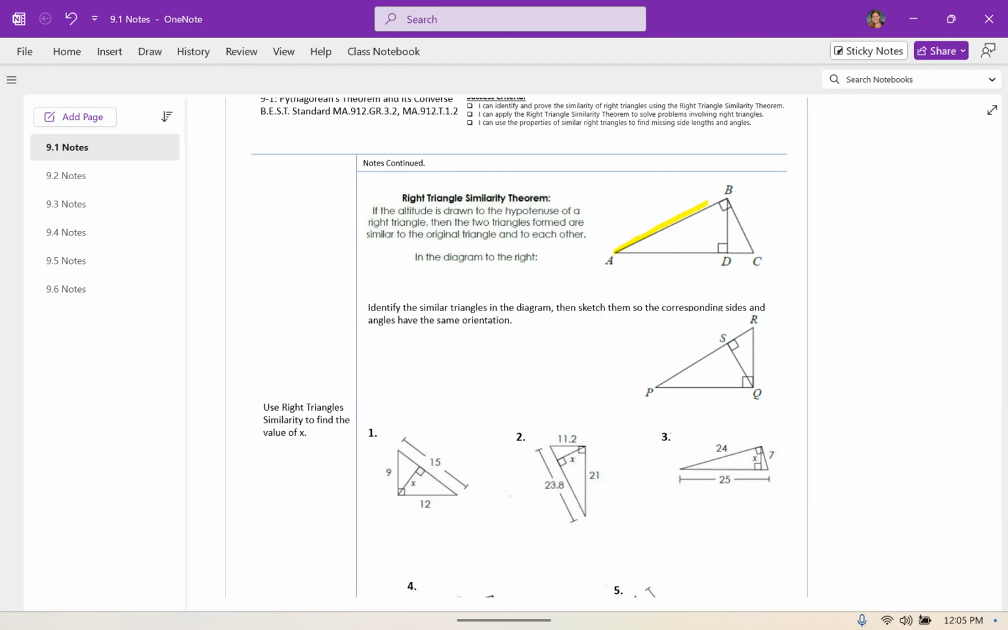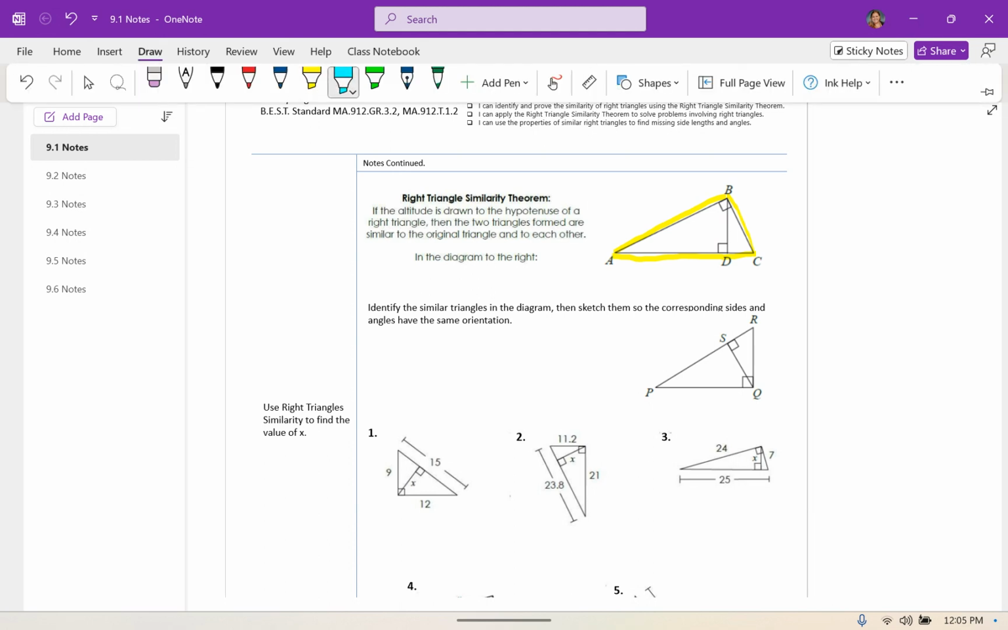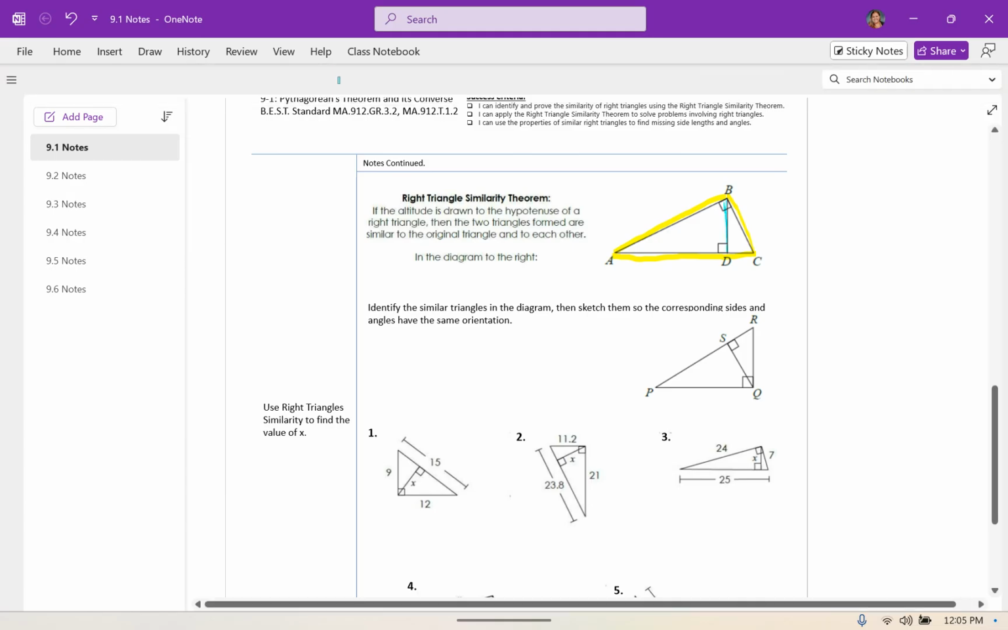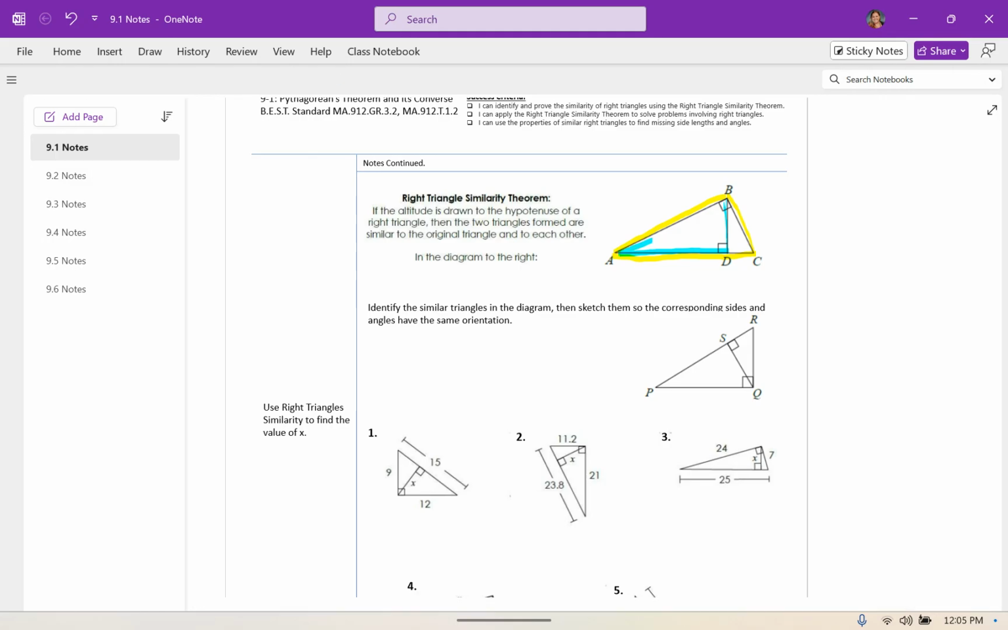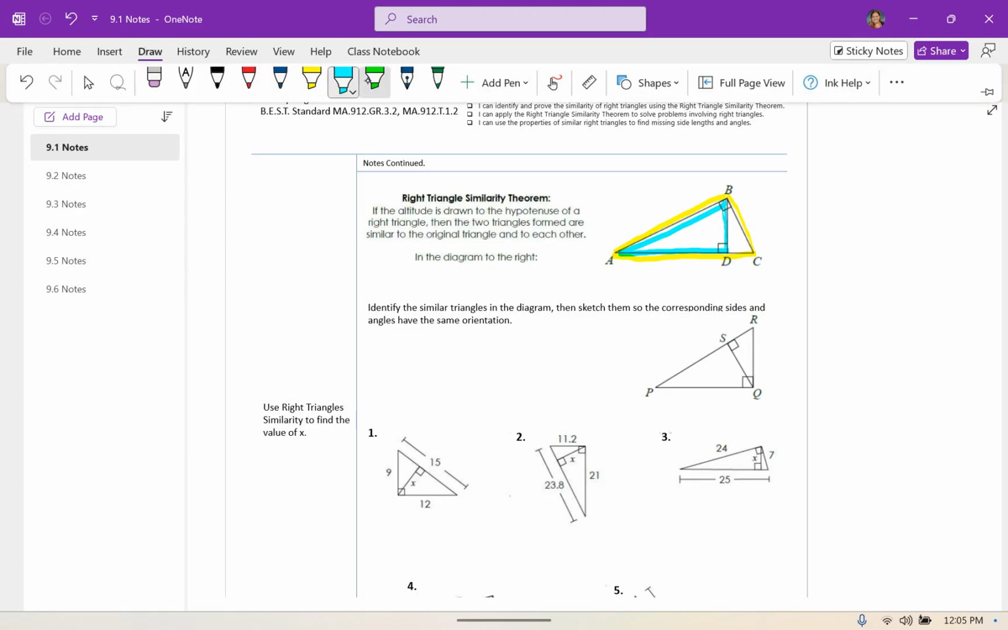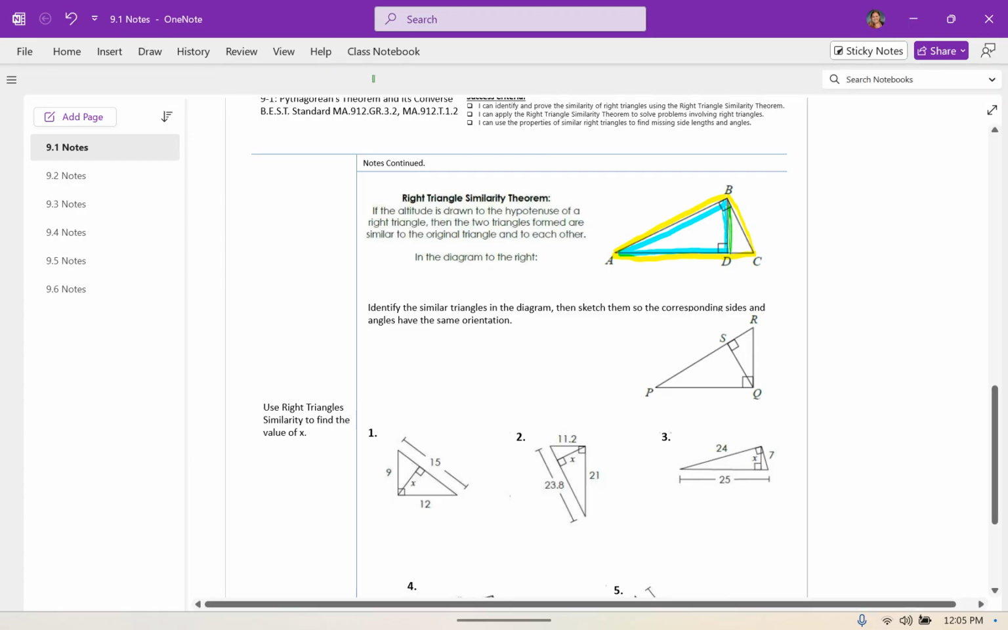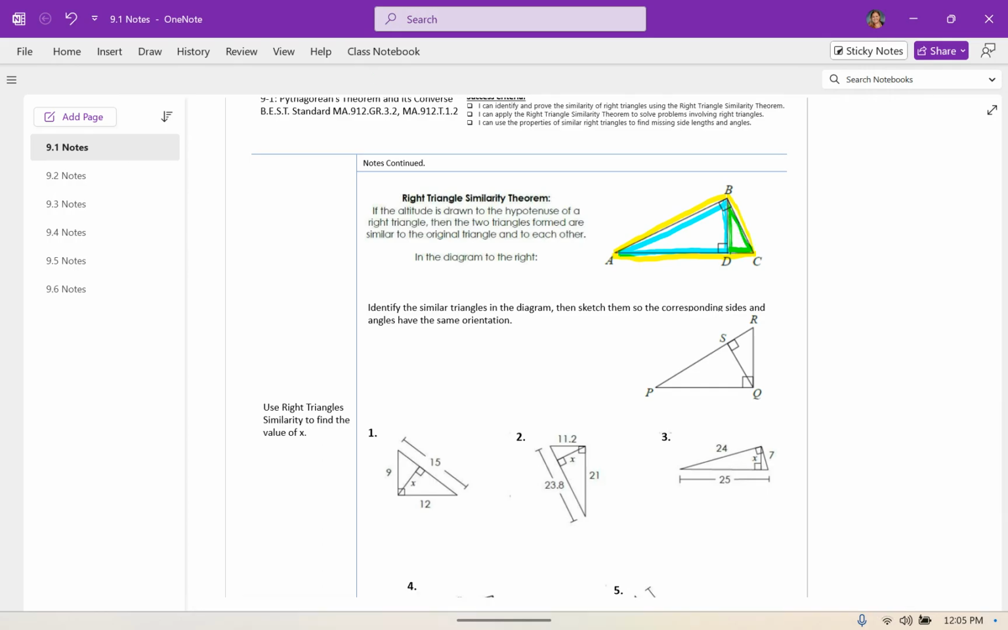This is triangle ABC. This outer triangle is the biggest triangle, and it has an altitude drawn from the right angle to the hypotenuse, and this creates two similar interior triangles. So I have this blue medium triangle and this green small triangle, and they are similar to each other, which means that the angles are congruent and the sides are proportional. Since the sides are proportional, we're going to use ratios to answer all these questions.